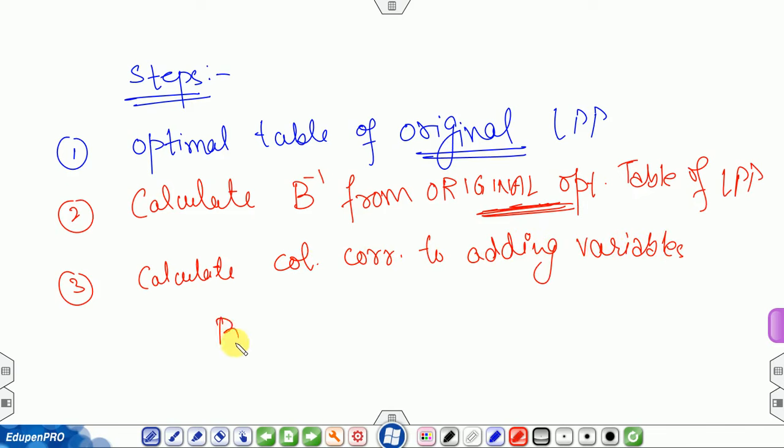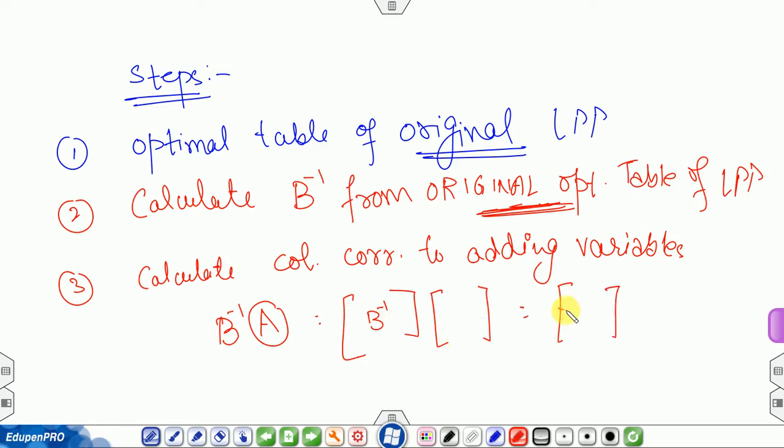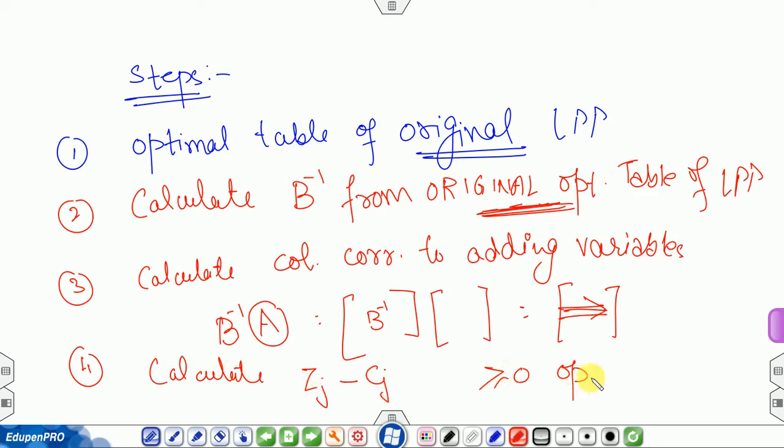So how do you calculate it? This is B inverse times the column of whatever the variable is. This is your B inverse, and this is the column entry. Once you get that, the last step is to calculate Zj minus Cj. If it is greater than 0, then it is optimal. Otherwise, you have to enter this variable, leaving another, and find the optimal solution.